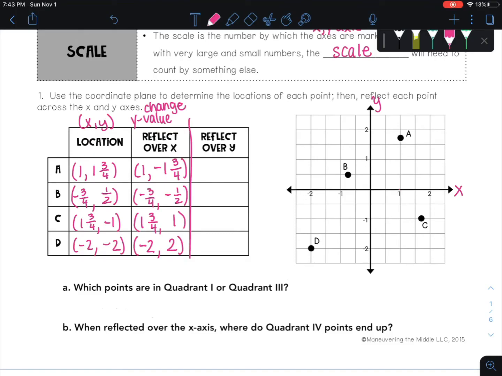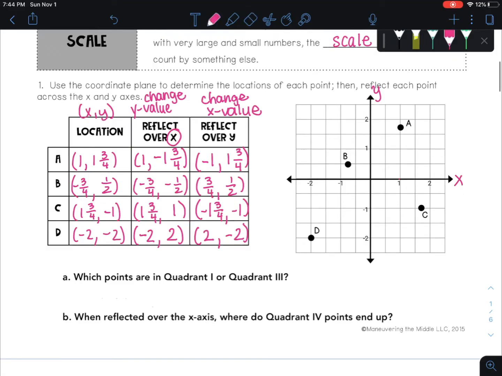So now that's when you reflect over the x. When you reflect over the y, now you've got to change the x value. Okay? So reflect over the y. Go back to the original point. Now the x is going to be its opposite. The y is going to stay the same. Okay, so make negative 3/4 into 3/4 and then keep the 1/2. 1 3/4 becomes negative 1 3/4. Keep the negative 1. Negative 2 becomes 2. Keep the negative 2. Okay?